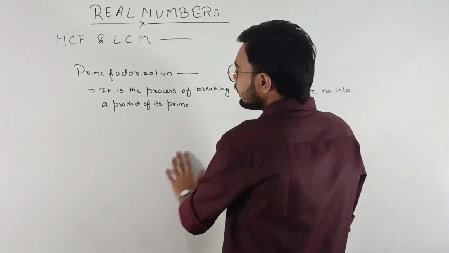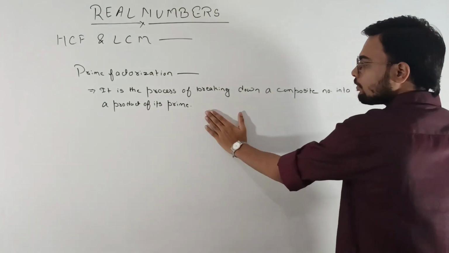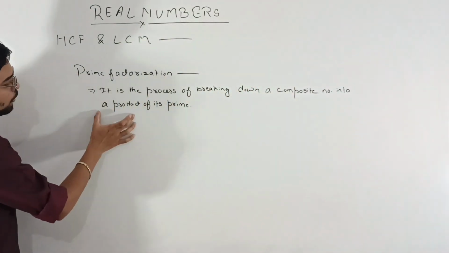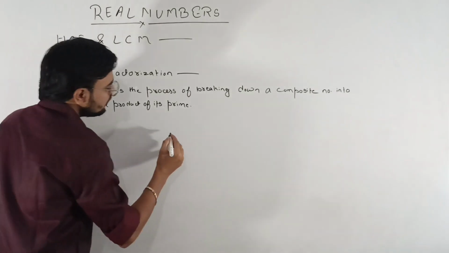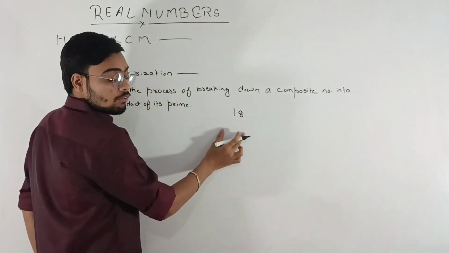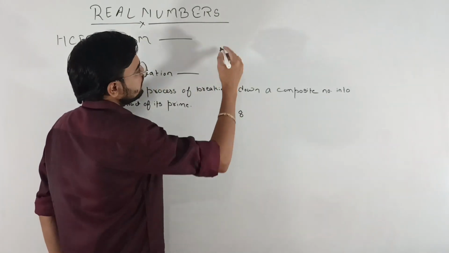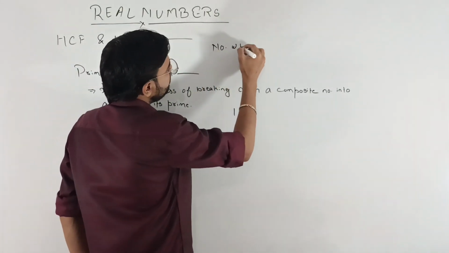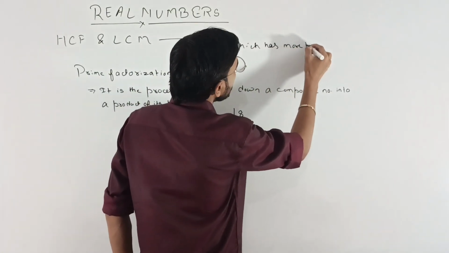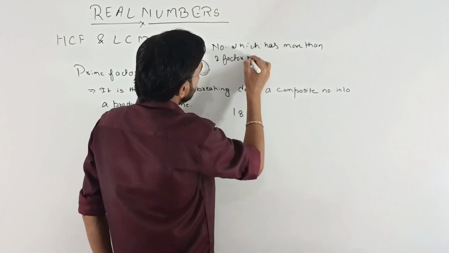What is prime factorization? It is the process of breaking down a composite number into a product of its primes. Break down a composite number into a product of its primes, which means suppose you have a number 18. 18 is a composite number. Composite number is what? A number which has more than two factors.